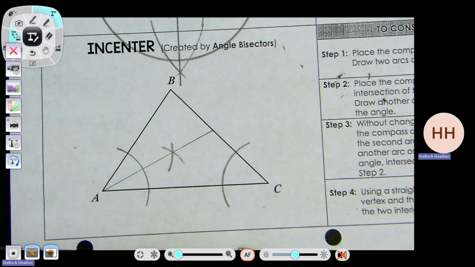You're just going to connect this point to that. Yeah, but you need to do the other arc.